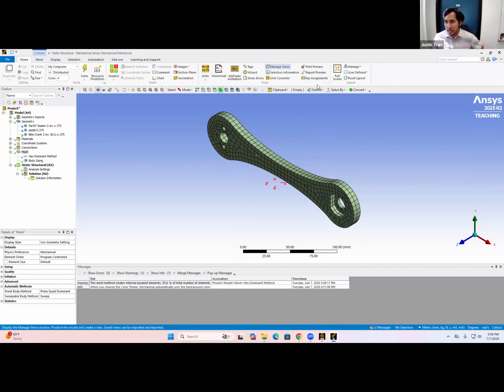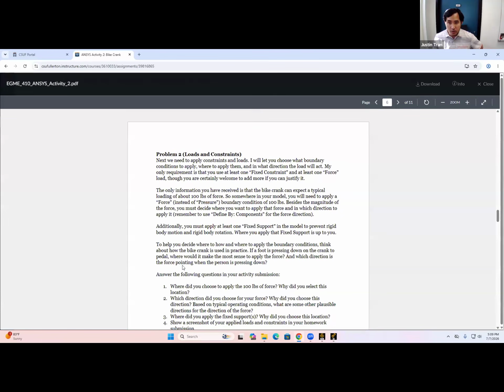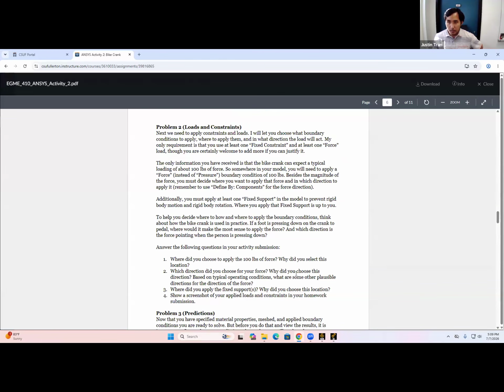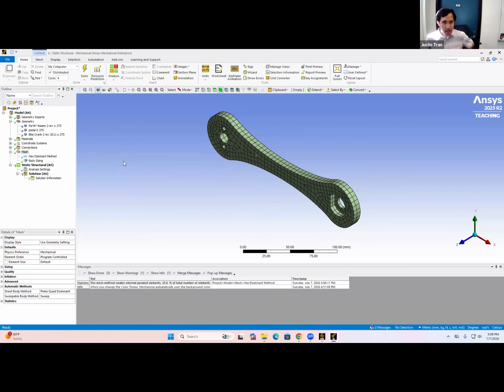Next is the boundary conditions. This is another part where I'm going to let you guys handle on your own, but I'm not going to let you just do whatever. There are some restrictions with the boundary conditions. Remember from our discussion last week, there has to be at least one constraint type boundary condition on every simulation that we do. So you should aim to add at least one fixed support.